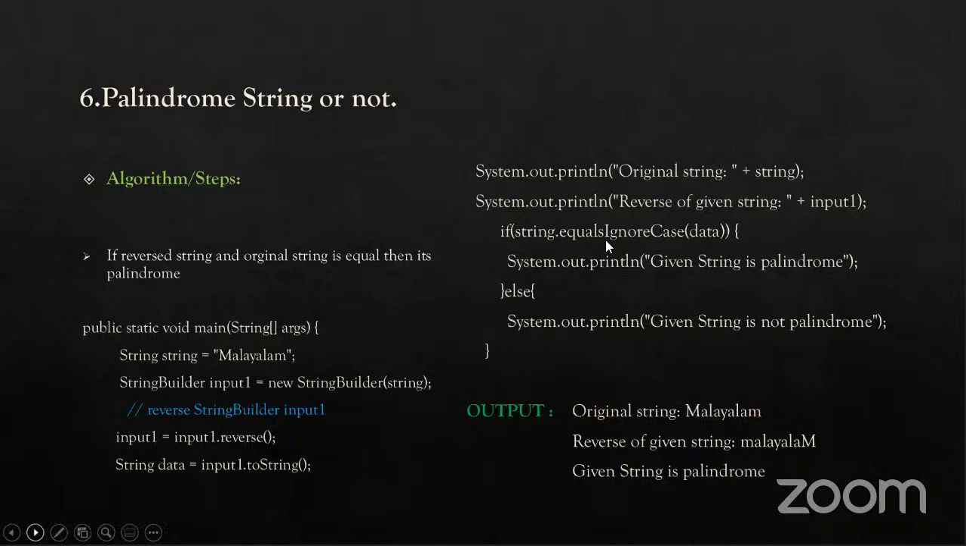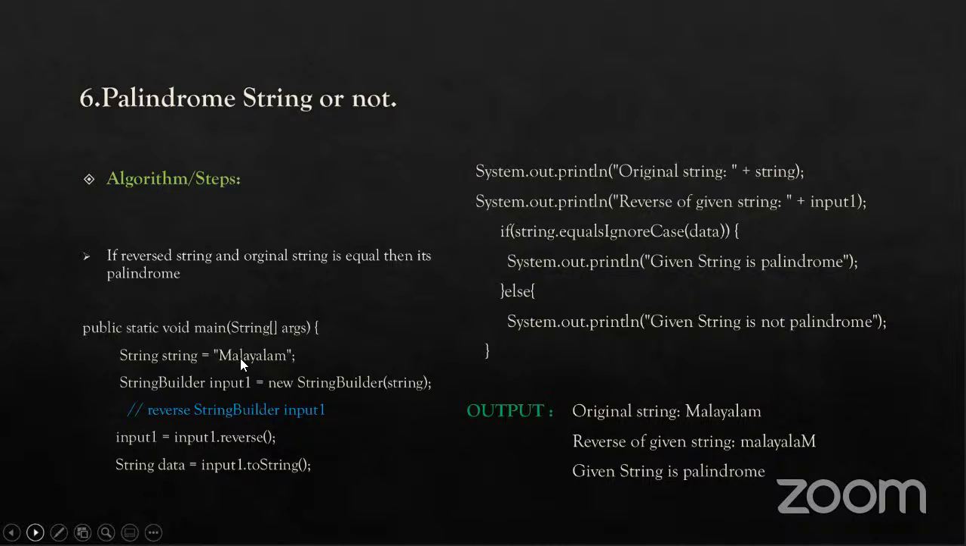That is also a method of String, equalsIgnoreCase. It will ignore the case, whether it is uppercase or lowercase, and only check the characters inside the string. So for that I have used the equalsIgnoreCase method, checking whether the two strings are equal or not. If it is equal, we get the output: the given string is a palindrome. If it is not equal, we get the output: the given string is not a palindrome.